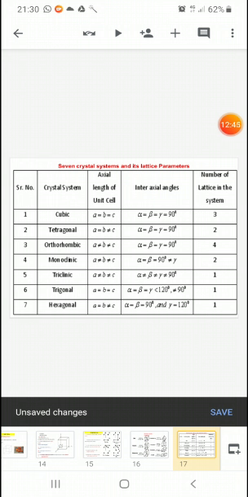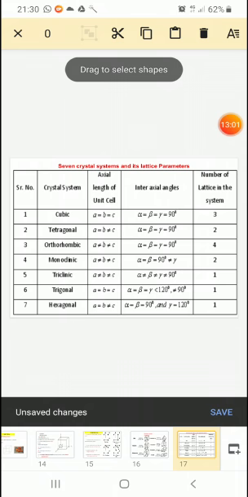The triclinic system considers A not equal to B not equal to C, and alpha not equal to beta not equal to gamma not equal to 90 degrees, and the number of lattices in the system is 1. The next system is the trigonal system.